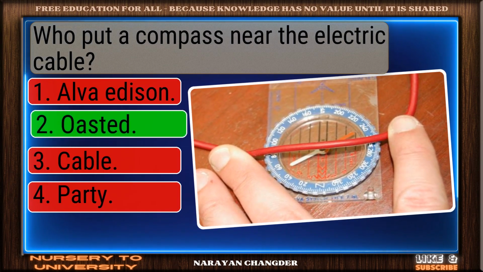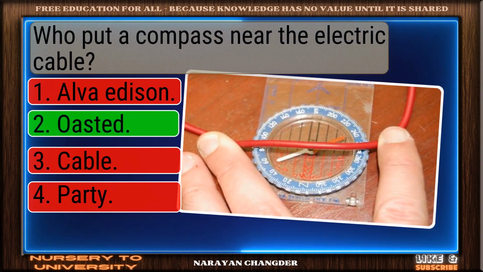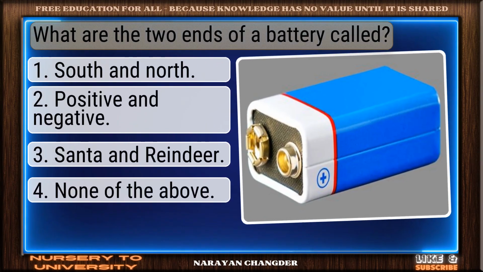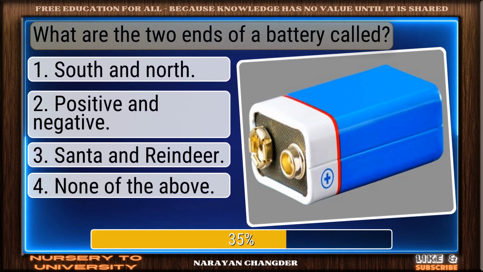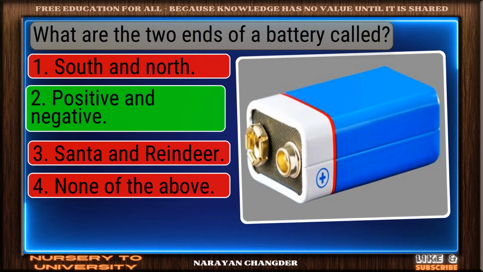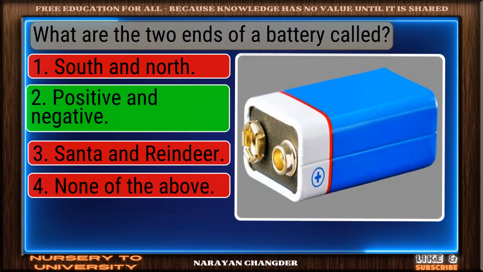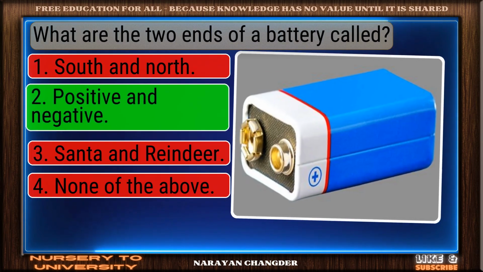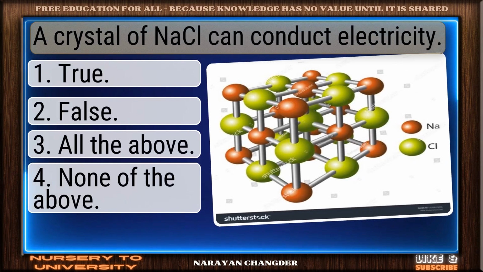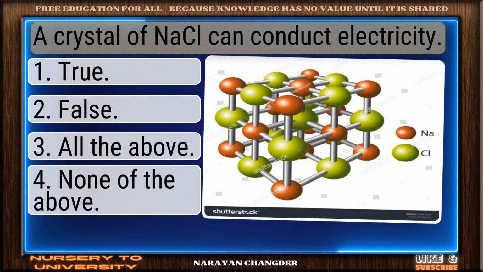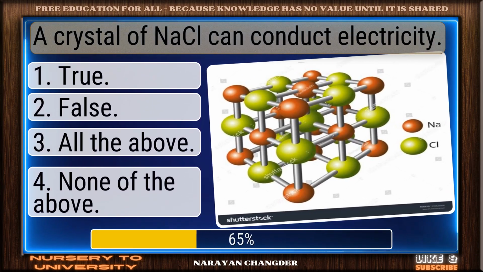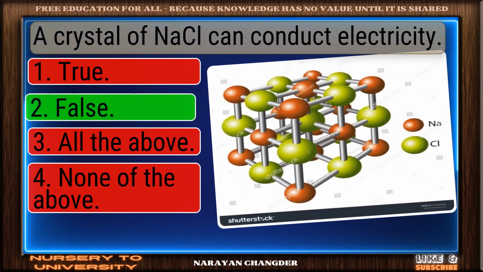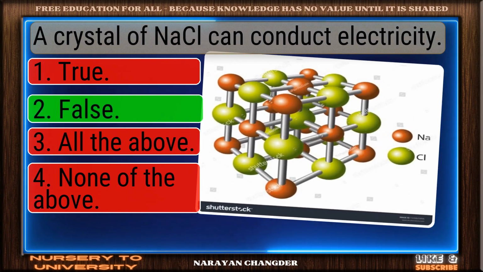Well picked. Oersted is the correct answer. Question number 121. What are the two ends of a battery called? Correct response. Positive and negative is the most accurate answer. Question number 122. A crystal of nickel can conduct electricity. Excellent. False is a brilliant choice.